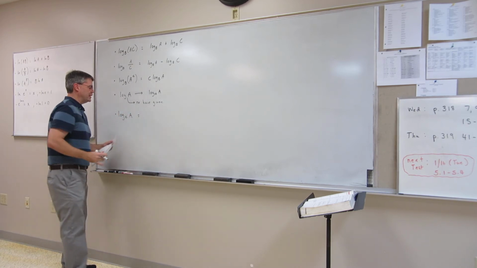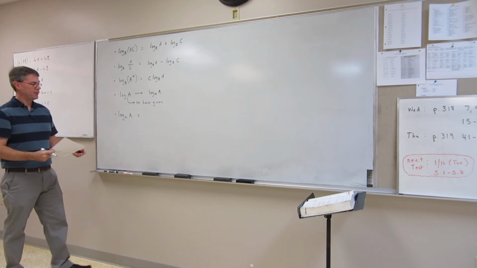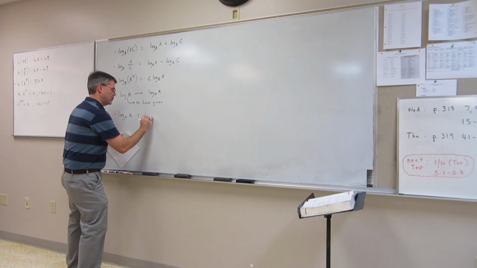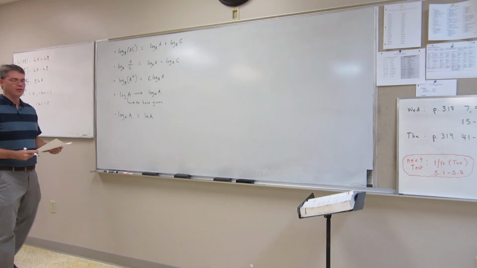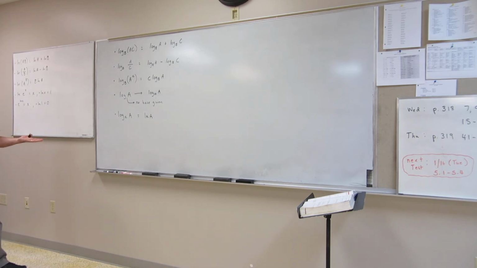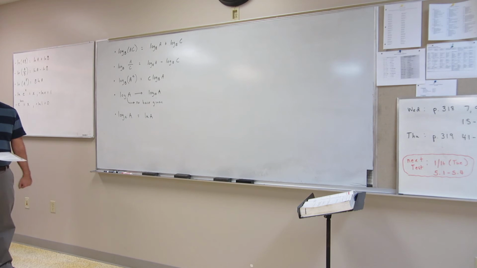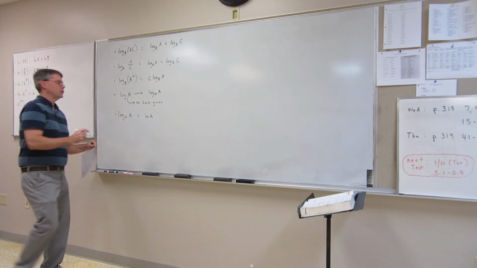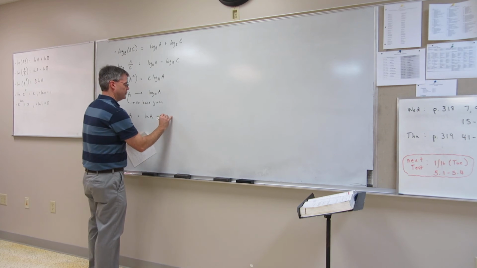is, log base e is the special one we've been talking about. That's the natural log, which you have a button on your calculator for natural log, and you have a button for log base 10, but you can also do a log of any base, which we'll get to. So we call that the natural log.